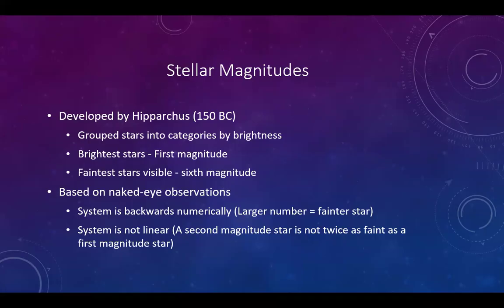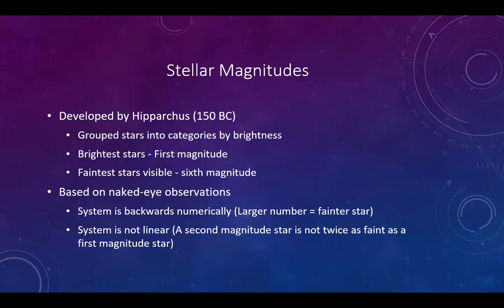So he grouped stars into categories based on their brightness, where the brightest stars fell into first magnitude and the faintest stars visible were in the sixth magnitude. This is based on naked eye observations, and it has some unfortunate side effects. It's backwards numerically: a bigger number corresponds to a fainter star. The faintest objects we can observe with our most advanced telescopes have the largest magnitudes. It's backwards. It's unfortunate. And it's not linear.